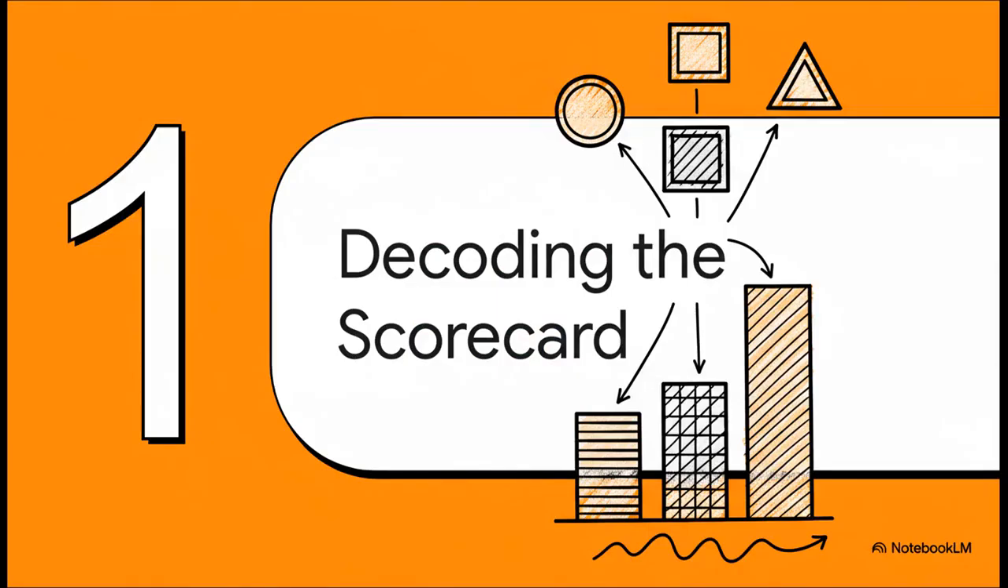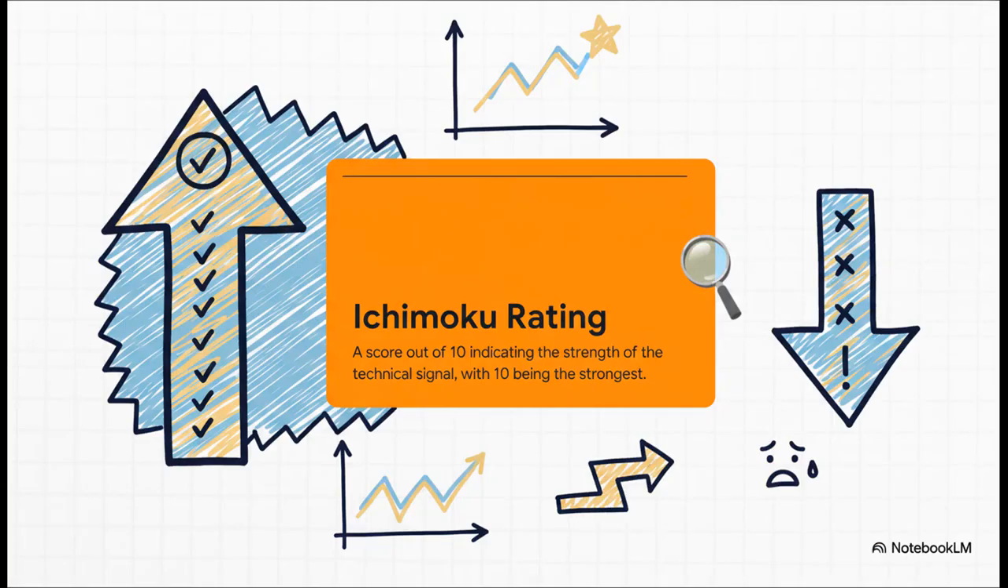All right, before we even look at a single stock, we have to understand the three core parts of the scorecard. Think of them as the three key pieces of the puzzle. Once you get these, everything else just kind of falls into place. First up, you've got the Ichimoku rating. This is your big headline number, a simple score 1 to 10. The higher the number, the stronger and clearer the technical signal. A 10, that's as good as it gets. A 4, on the other hand, well, that's a sign to maybe pump the brakes.